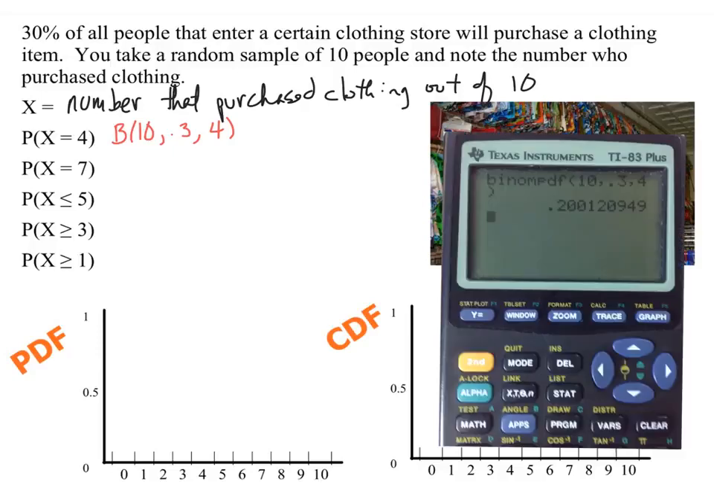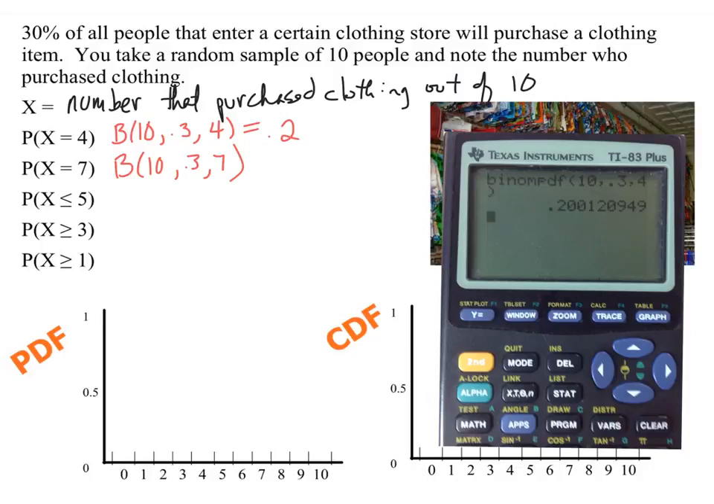So how you would calculate this very quickly using your calculator. You are going to go to the distribution button, so second vars, and you are going to scroll down until you see binompdf. And then the total number of observations, probability, and x value. You can see it is 0.2. So in the next setting, it's going to be a binomial, 10, 0.3, and 7.